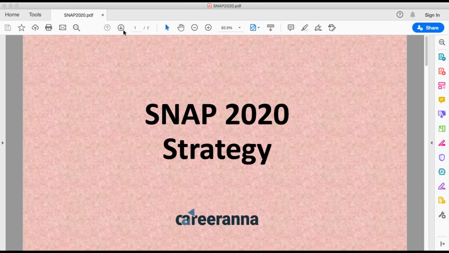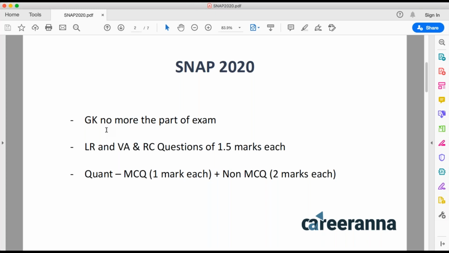Let's start. Before we get into the important topics, it's very important for all of you to know that GK is no more a part of the examination. It used to be part of the SNAP examination till 2018. In 2019, GK was removed from the examination, and the pattern was taken more towards the CAT pattern, where the quant section had a combination of MCQ and non-MCQ questions, and each and every question of the LR and verbal section was of 1.5 marks. So the LR and VA sections had all MCQ-based questions, while the quant section had MCQ and non-MCQ. MCQs in the quant section were of 1 mark each, and the non-MCQs were of 2 marks each.